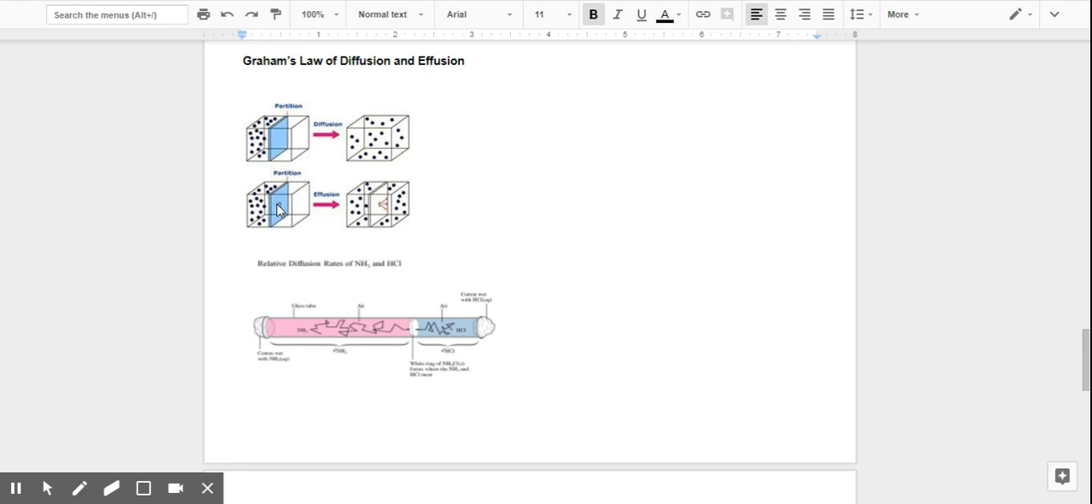Effusion, on the other hand, is if I have a tiny opening. And you'll see in the picture here, if those gases are escaping through a tiny opening, that's what effusion is. Say, for instance, that I poked a tiny hole in a balloon, and those gases are escaping through that tiny opening. That would be effusion. So it's important to know the difference between the two.